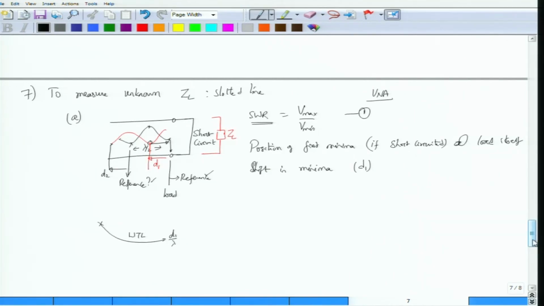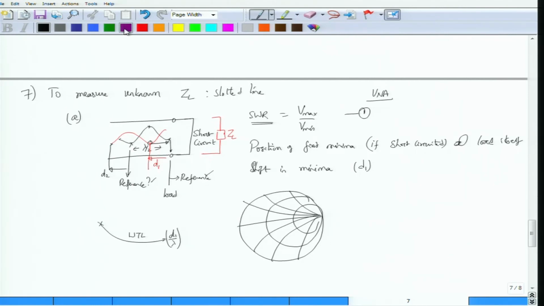So you would have measured this d1 in terms of some centimeters or something, and lambda is given in some centimeters, so you normalize it, find out what this d1 by lambda is, and then move on the WTL scale from the short circuit until you get to this point. Okay, so on the Smith chart the steps are simple. You first start with the Smith chart, and then you write down a constant SWR circle. That is something that you can do.